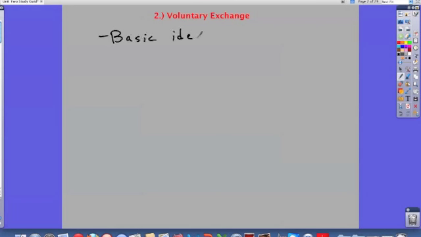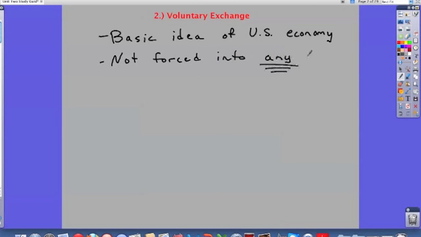So with that in mind, let's go to the next section, which is voluntary exchange, the next idea we talked about. Voluntary exchange basically says that no one forces you to buy or sell anything. This is the basic idea of the U.S. economy. You're not forced into any transaction. No one comes to you during the school day and says, you have to go buy a bag of Cheetos right now. You're given that option, and in some cases you're not given the option, but no one forces you to do that. All transactions or exchanges are completely voluntary. You do it on your own free will.